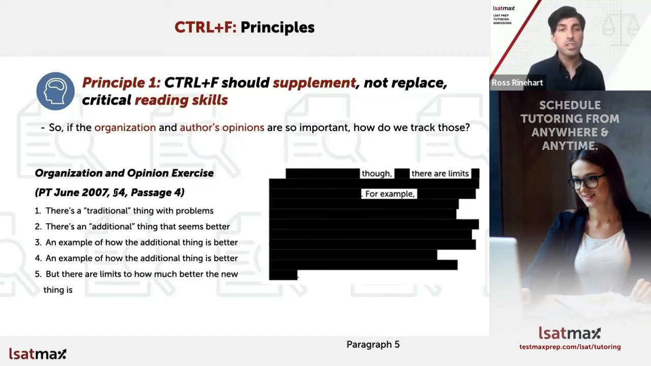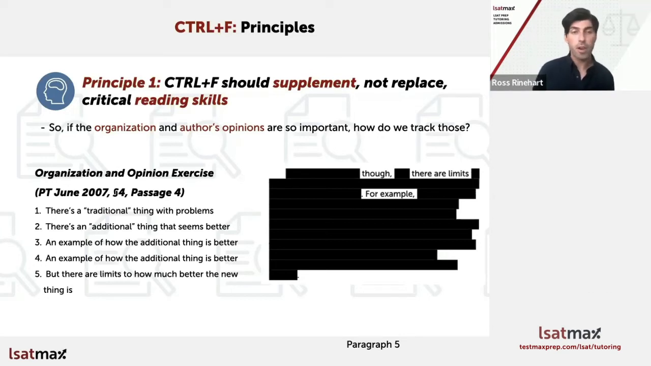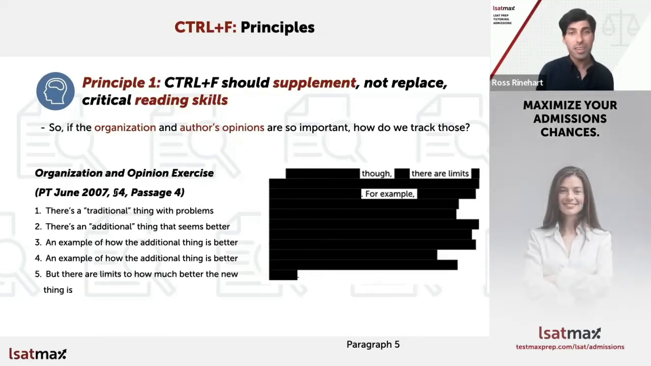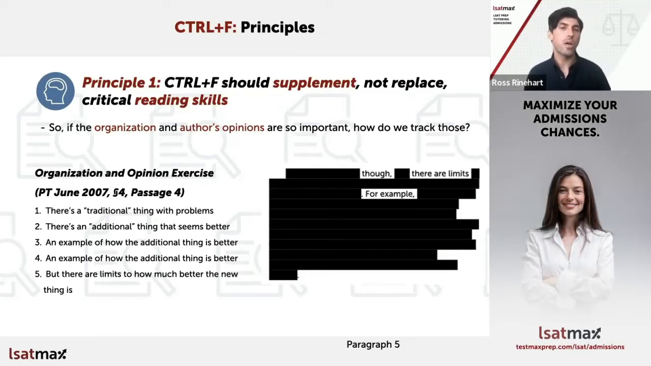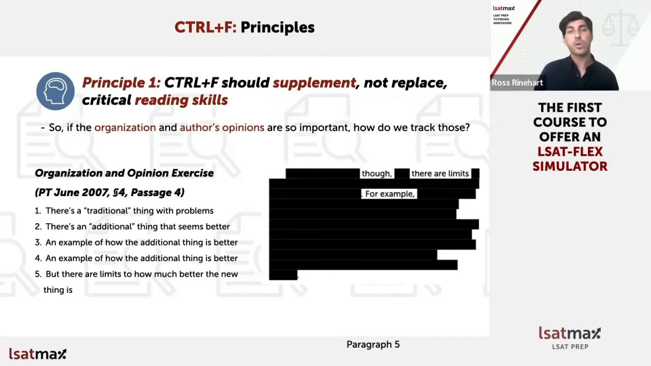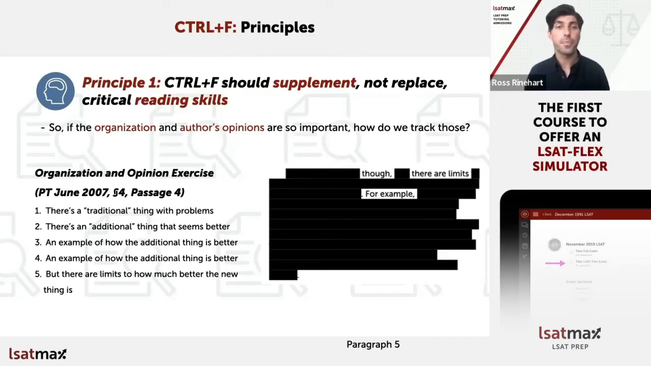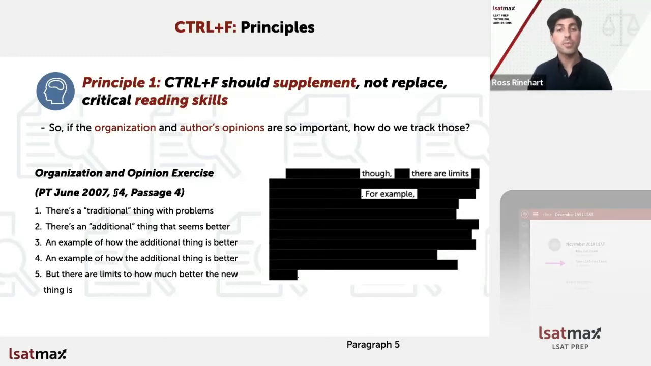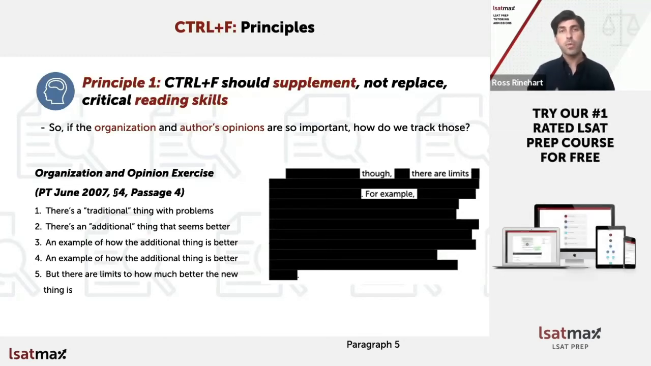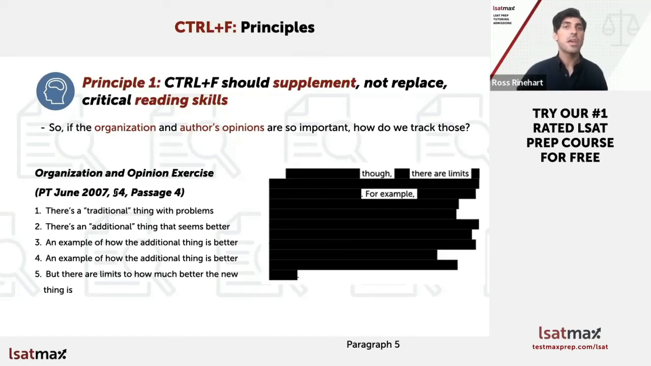Now, if we encounter any questions that are about that example from paragraph 3 or 4 or 5, if they're asking about a specific reason that the traditional thing had some problems, we can always use Ctrl+F to supplement that. We can always use Ctrl+F to find that specific detail. But we need to start with these 3 big picture things: the main point, the organization, the author's opinion. That's the first principle. We need those critical reading skills. We need the reading skills that help us identify the main point, author's attitude, and the organization of the passage. And we'll use Ctrl+F to add to that when necessary.